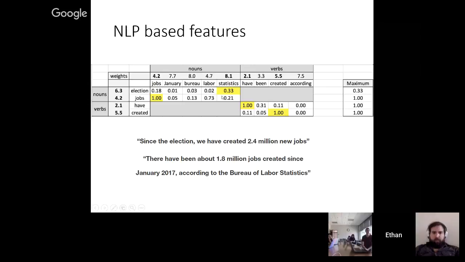So in this Excel spreadsheet it's called the Wu-Palmer similarity score. Again, we use Python functionality to get these scores. We didn't do it by hand. And so for election, the most similar word is statistics, and for jobs is in there. So that's a score of 1. So we take these two numbers, you can see it in the maximum column, and then we weight it based on how common these words are. And then we use that to get a noun score, a verb score, an adjective score, and an adverb score.